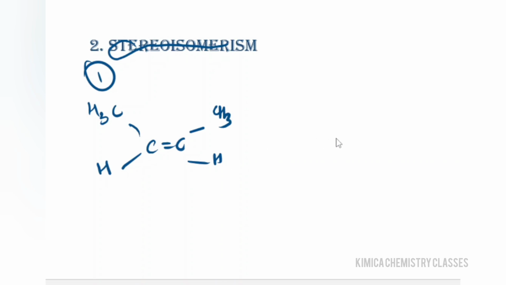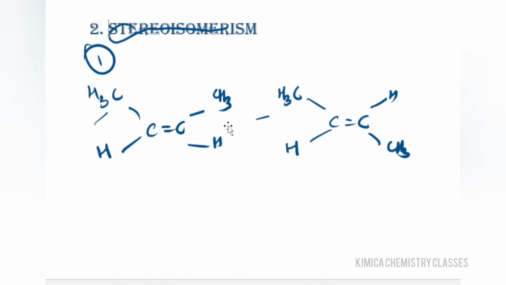This is cis 2-butene, and then I am drawing the structure of trans. There is a difference in cis and trans, that is based on their structure. You can identify which one is cis and which one is trans, right? So this is cis form and this is trans form, right? In cis form, similar groups are on the same side, whereas in trans form they are on the opposite side. This is about the geometrical isomerism, right?